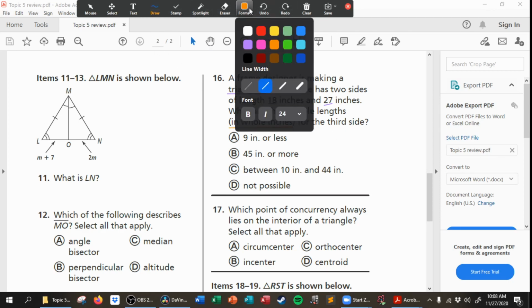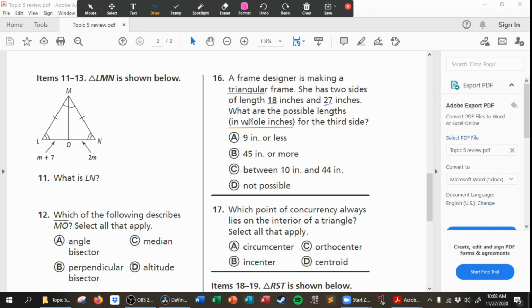Now, I know I highlighted that and I said it sounds like we're going to have to round, but this is reading like a triangle inequality theorem to me, which is just telling me that A plus B must be greater than C. And to do that, I'm going to take 18 plus 27 and say that must be greater than C.